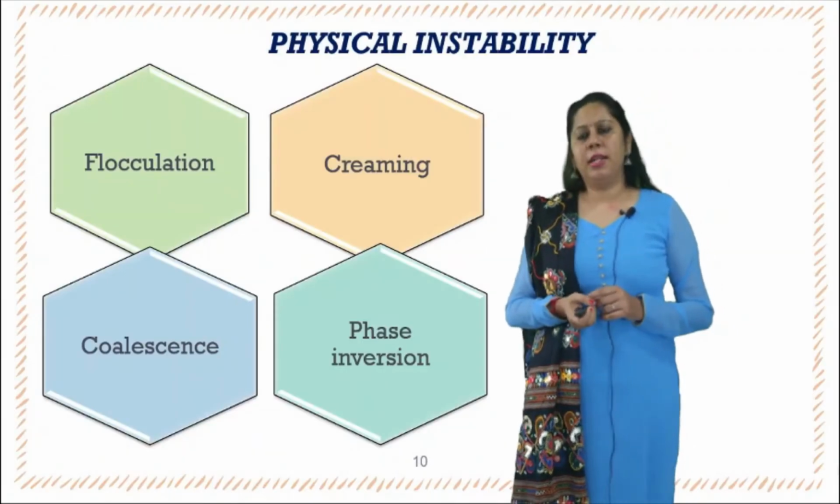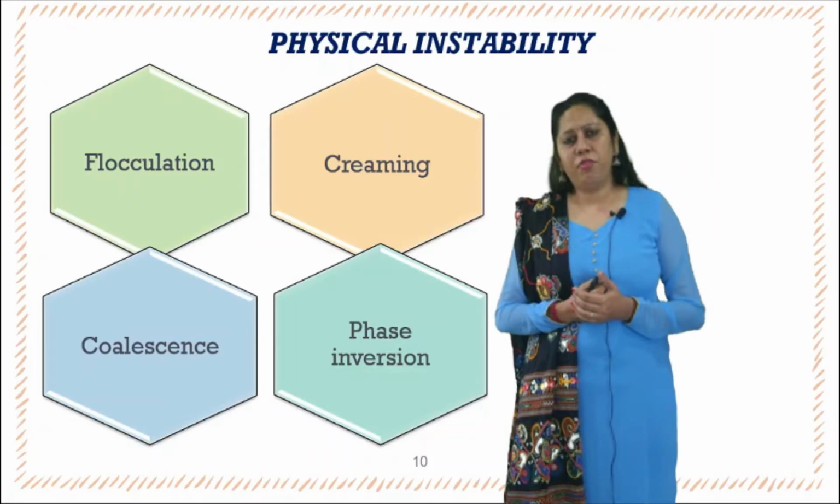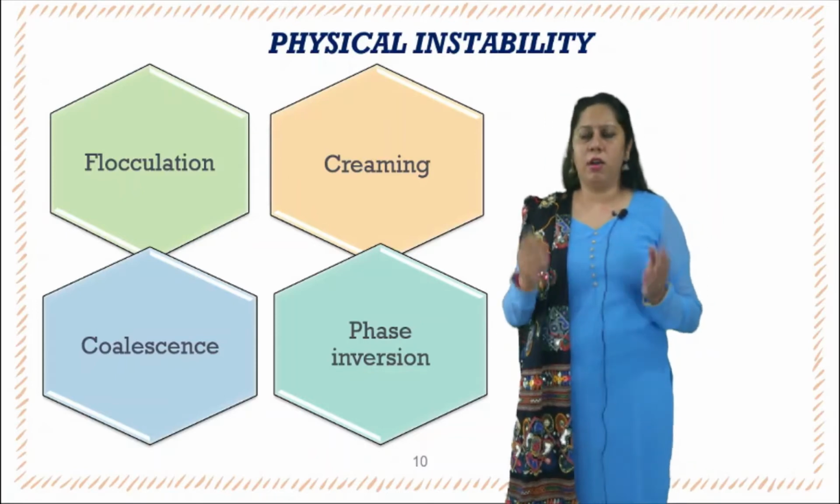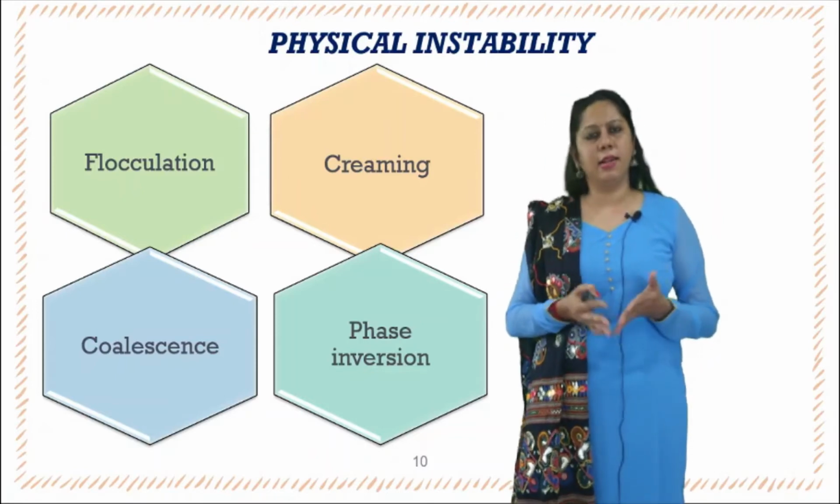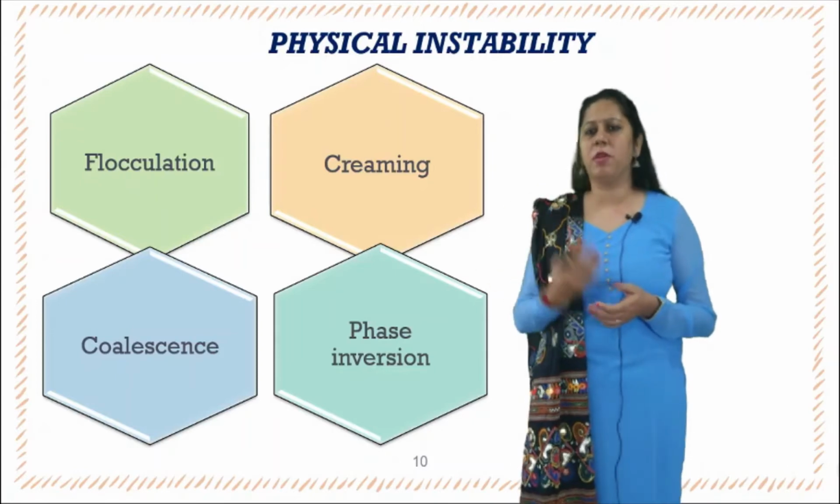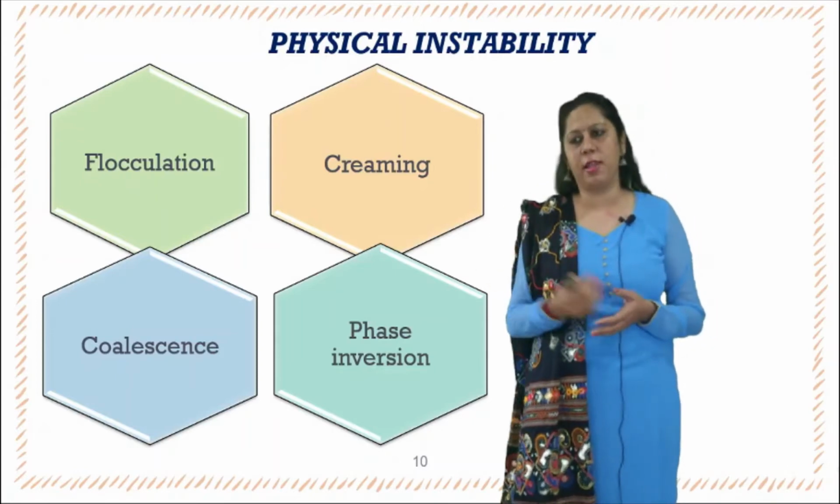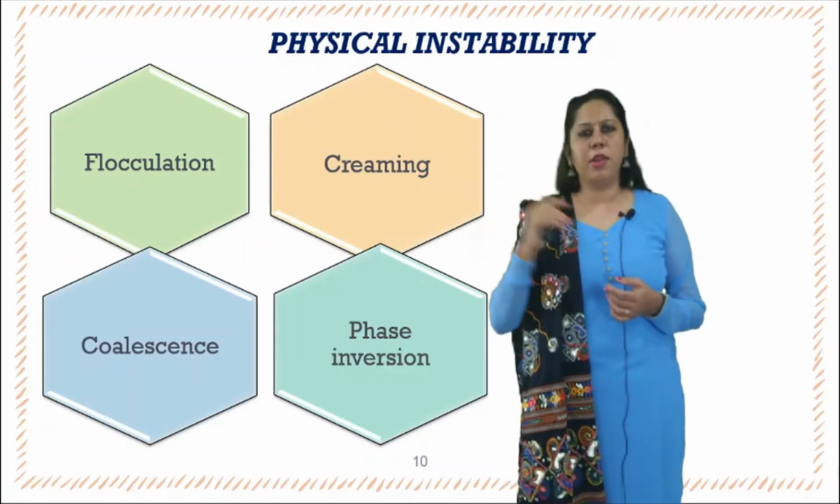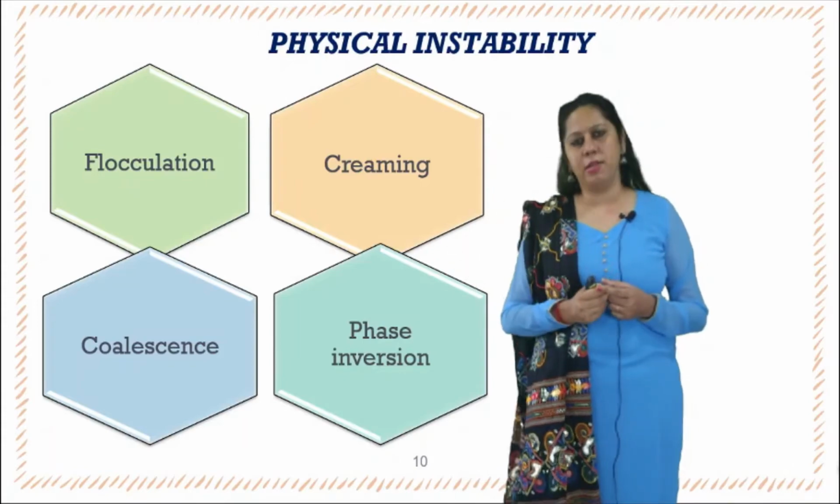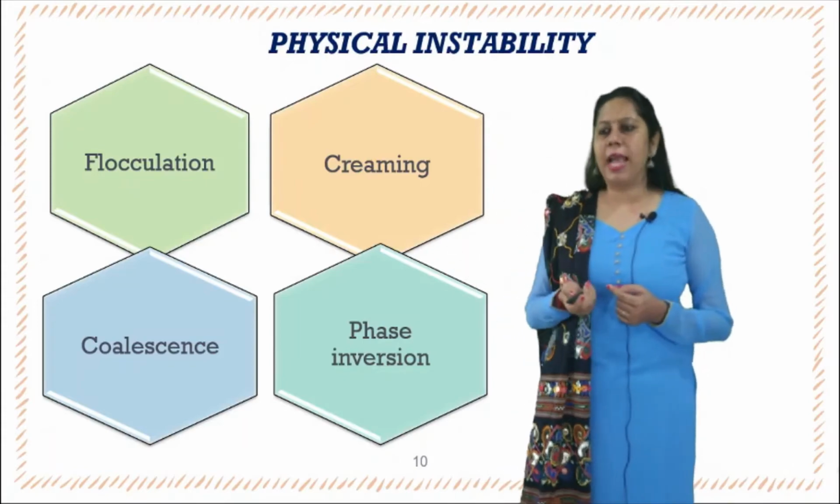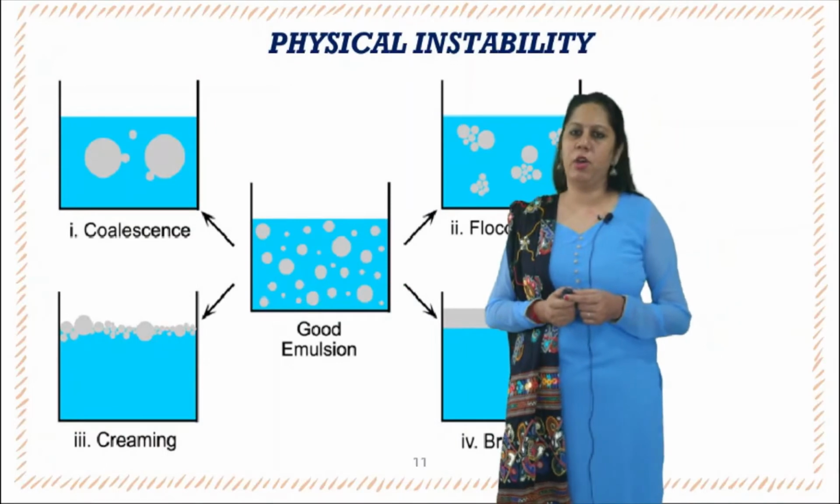Now the physical instability. As we discussed, emulsion is a highly unstable system. So what are the types of instability the emulsion is facing? You have flocculation, creaming, coalescence, and phase inversion. First, let us see diagrammatically the instability of the emulsion.